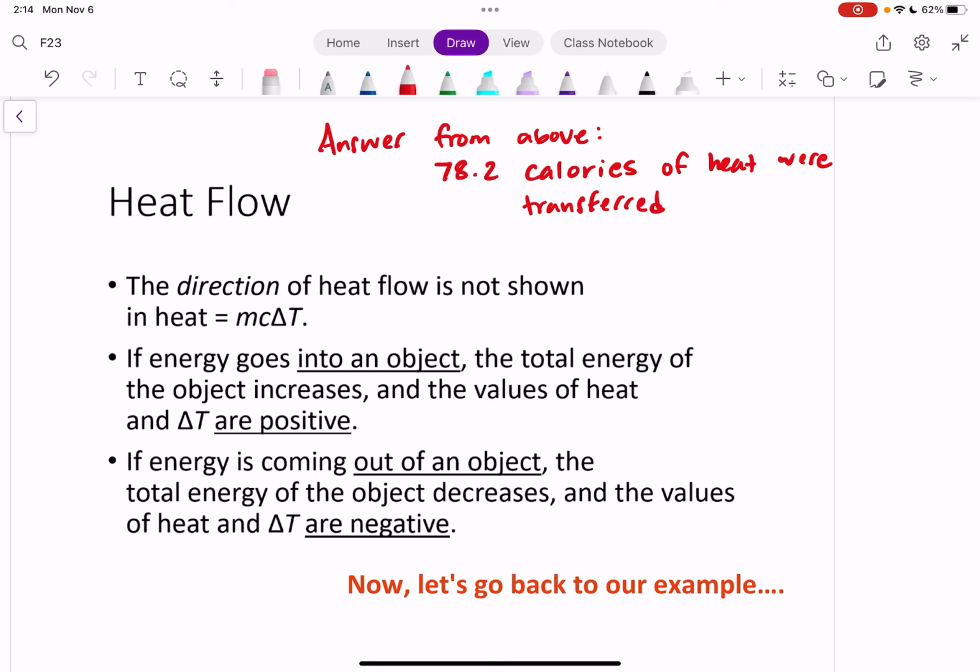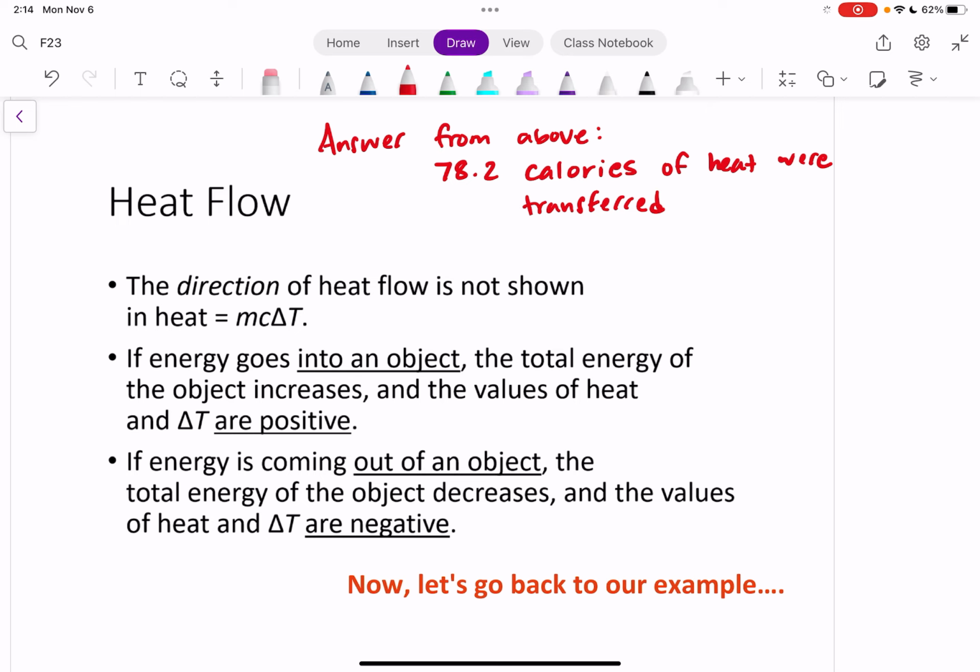If the energy of the object increases, if we're adding in energy, the total energy in that object is increasing. We've added that energy in. And so the values of heat and delta T are going to be positive because we're adding in that energy. If energy is coming out of an object, the total energy of the object is going to decrease. We're removing energy, cooling that thing down. And the values of heat and delta T are going to be negative.